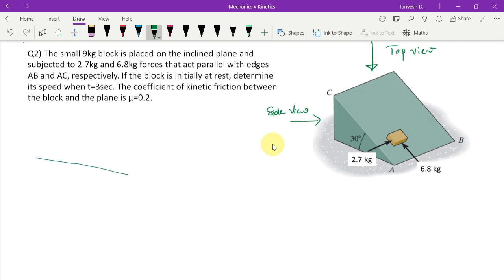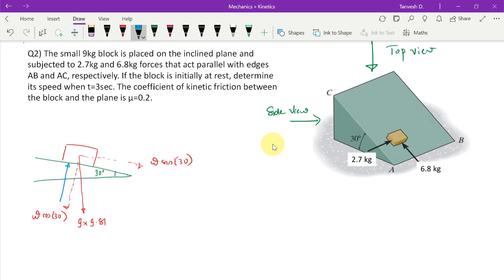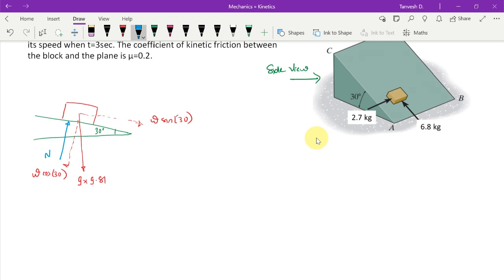So if we consider the side view, here we have 30 degrees of inclination, and let us say that the block is placed this way, and the weight of that block is 9 into 9.81, right? This is its downward component, and this is the side component. So here it is, I'll say W cos 30, and here I'll say W sin 30, and there is also this normal reaction which would be happening. Let us call it N. So let us find this N first.